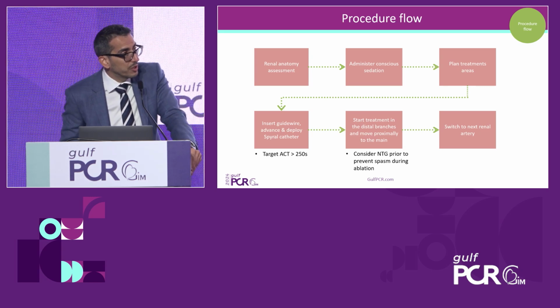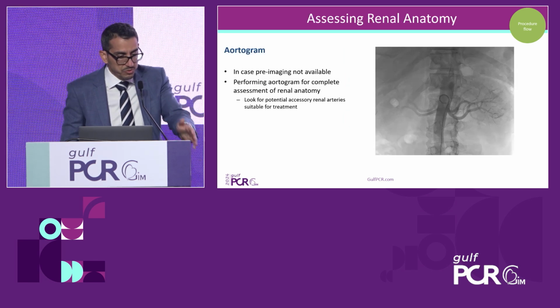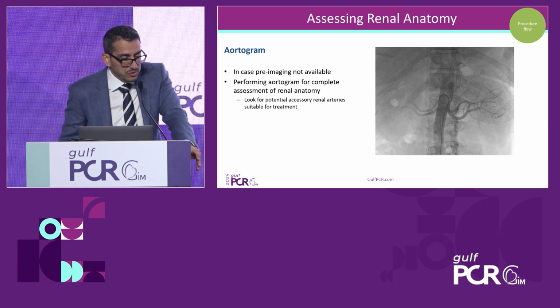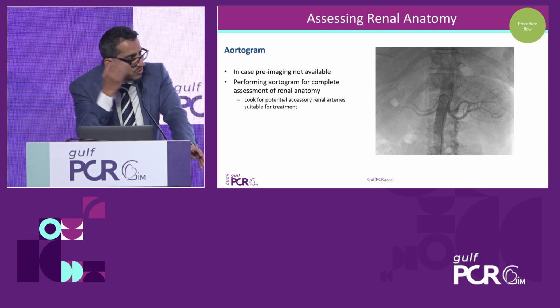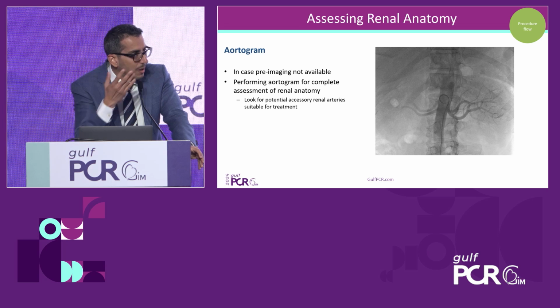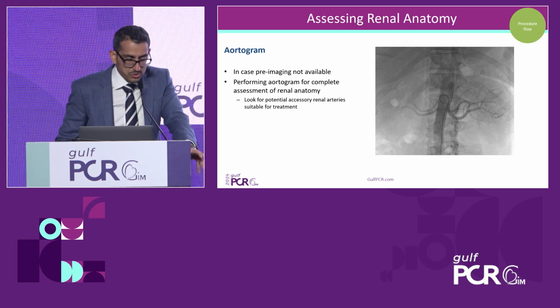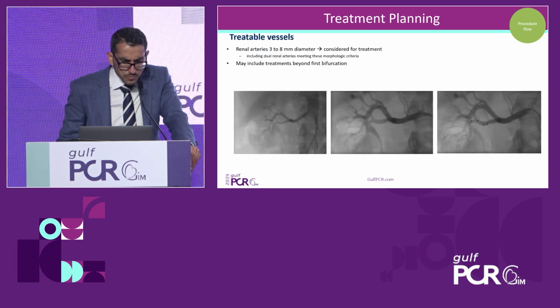It's sometimes helpful to give nitroglycerin to prevent any spasm during the ablation. Finish one artery, move to the next artery. So again, here's an example where an aortogram was done because there was no pre-imaging done before, and I think this is a great point of discussion as we go about whether or not to do a CT beforehand or at the time of. I know that there are different approaches regarding that.